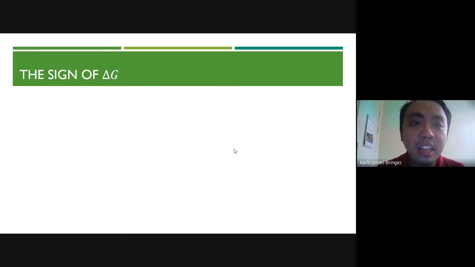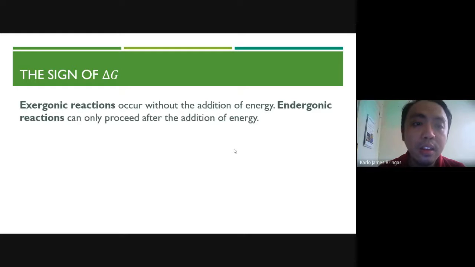So our delta G, guys, it can now have a positive or a negative sign. Just like with our delta E for the internal energy and the delta H for our enthalpy. So depending on the sign of the delta G, we can say that a reaction is exergonic or endergonic. By exergonic, we mean to say that the reaction is able to occur without the addition of energy. Meanwhile, endergonic reactions can only proceed after the addition of energy to the system.